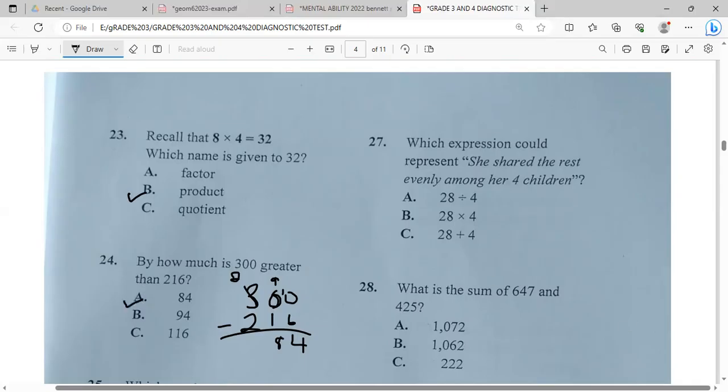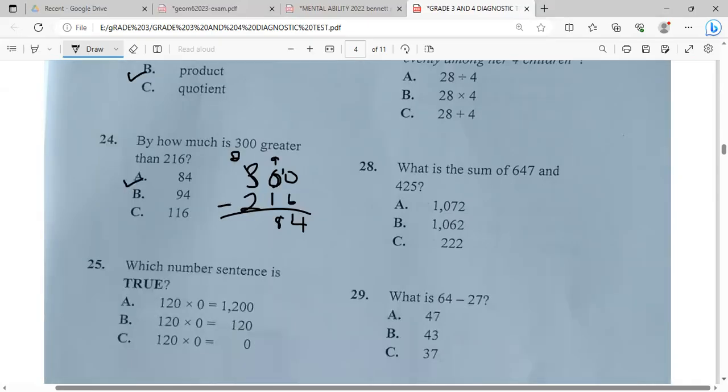All right, so let's move on to 25. Which number sentence is true? 120 times 0 is equal to 1,200. That is not true. 120 times 0 is equal to 120. That is not true. However, any number multiplied by 0 is equal to 0. So that would be C.